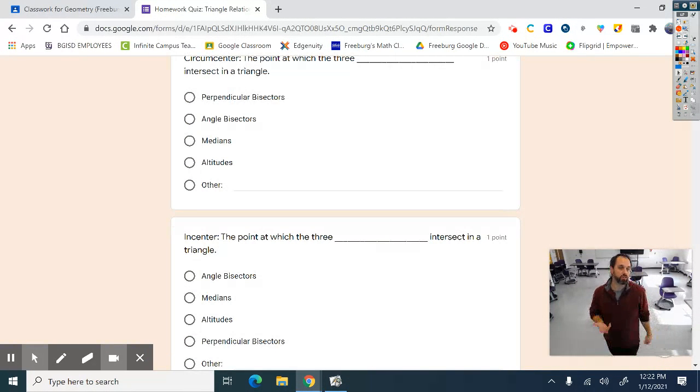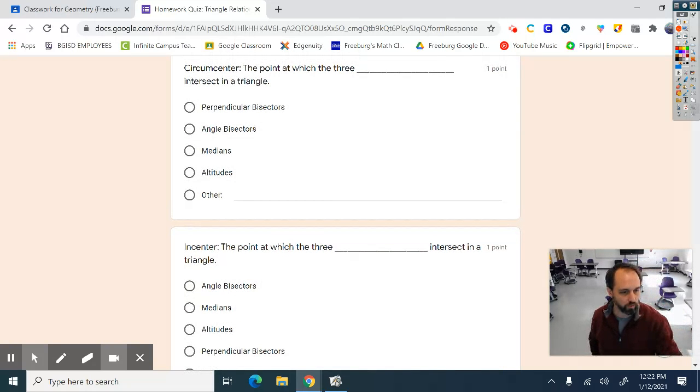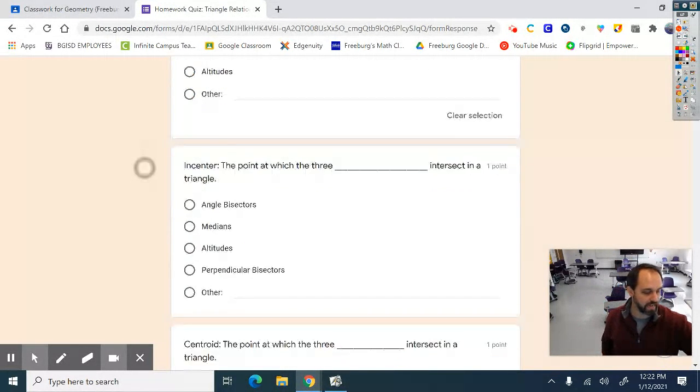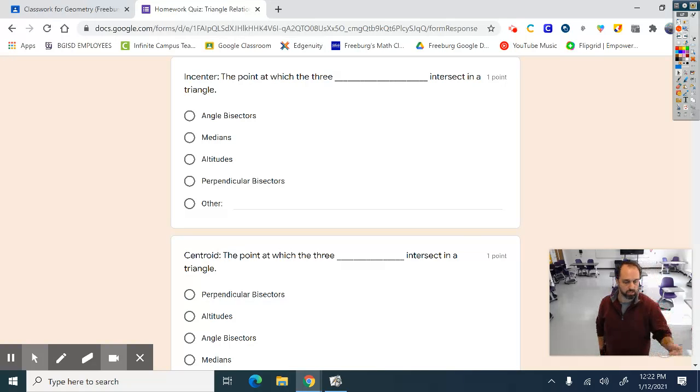Circumcenter. So now here are the four centers we are looking at. Circumcenter is the one where we are looking for the intersection of our perpendicular bisectors. Again, use your note card for this. You will have it for the test. Try not to overthink this. Just rep this a little bit.